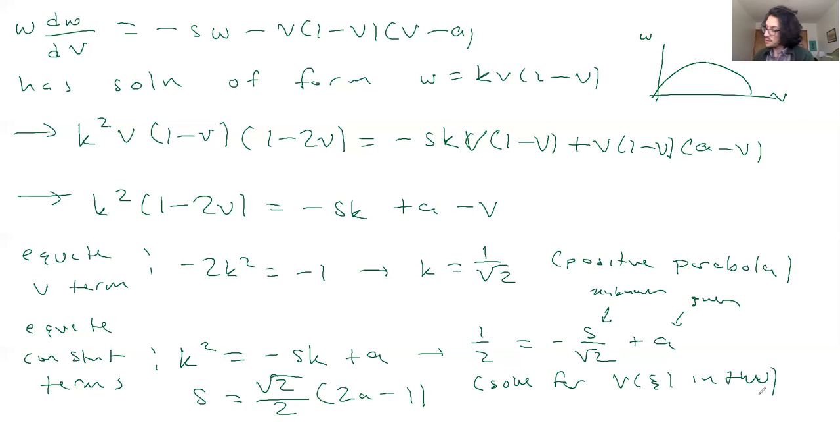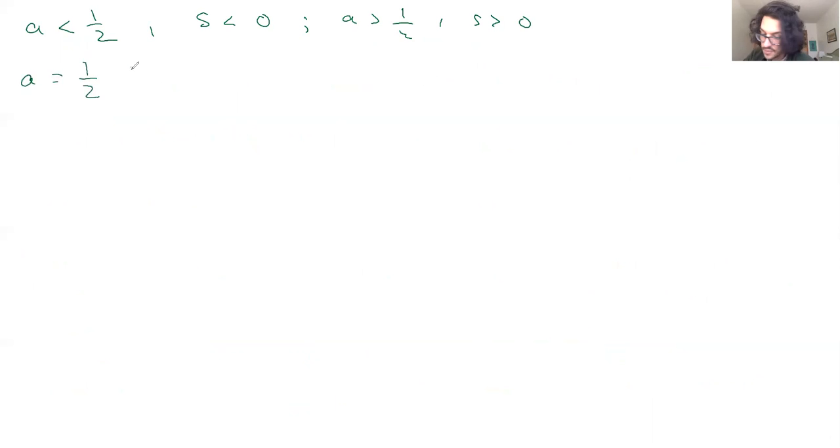So what does this mean? Well, what it means is that when a is less than 1/2, I'm going to have a negative speed, s is less than 0. When I have a is greater than 1/2, I'm going to have s is greater than 0. And when I have a is exactly equal to 1/2, then I have that s is equal to 0. So I have a standing wave. Each of these cases, not surprisingly, corresponds to a different case of the nonlinearity, the cubic nonlinearity.